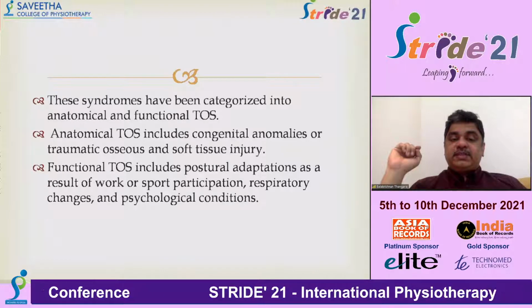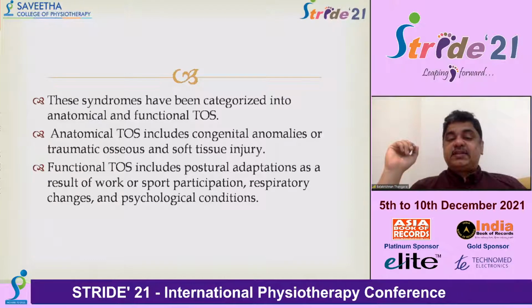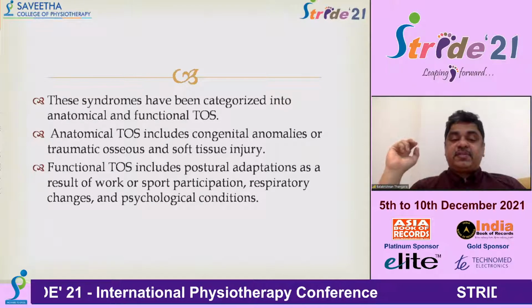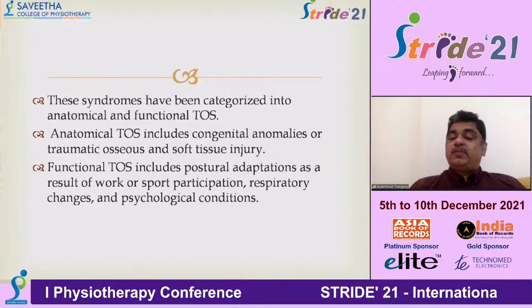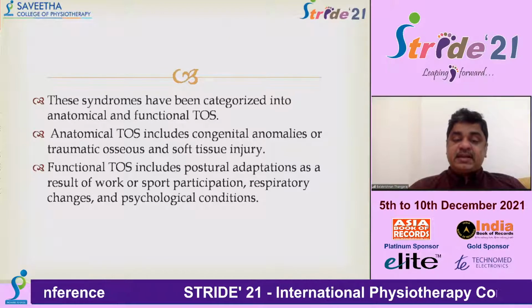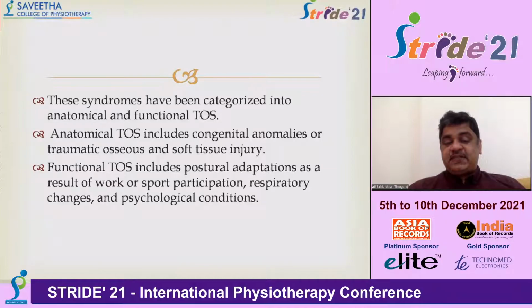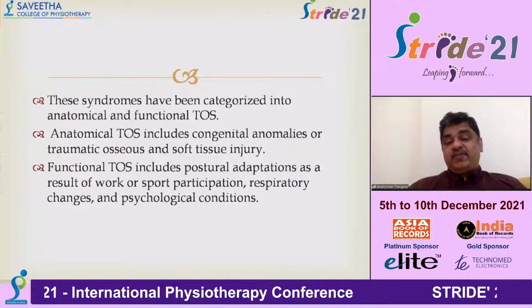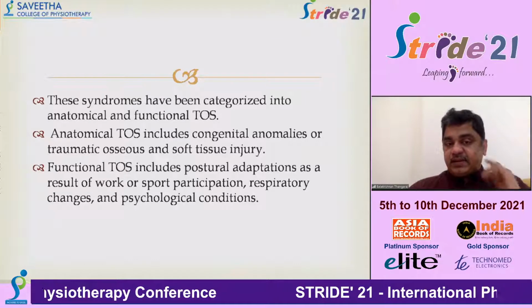These syndromes have been categorized into anatomical and functional TOS. Anatomical TOS includes congenital anomalies and traumatic osseous and soft tissue injuries, whereas functional TOS include postural adaptation as a result of work or sport participation, respiratory changes, and psychological conditions. As I mentioned, these functional TOS are the ones which we can modify as a physiotherapist.